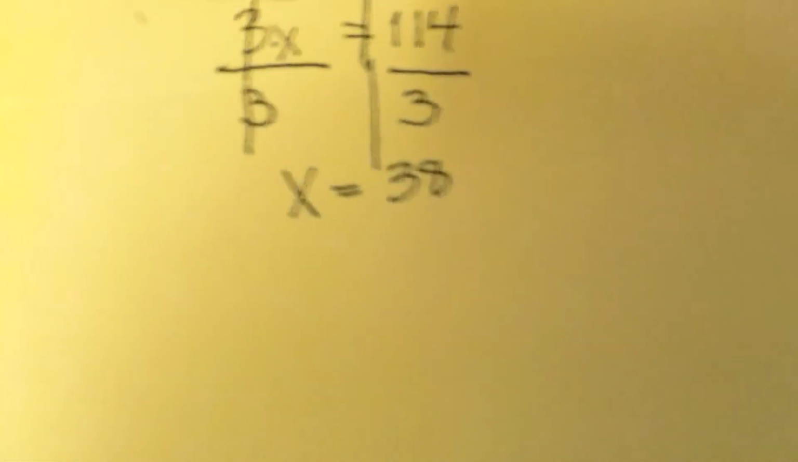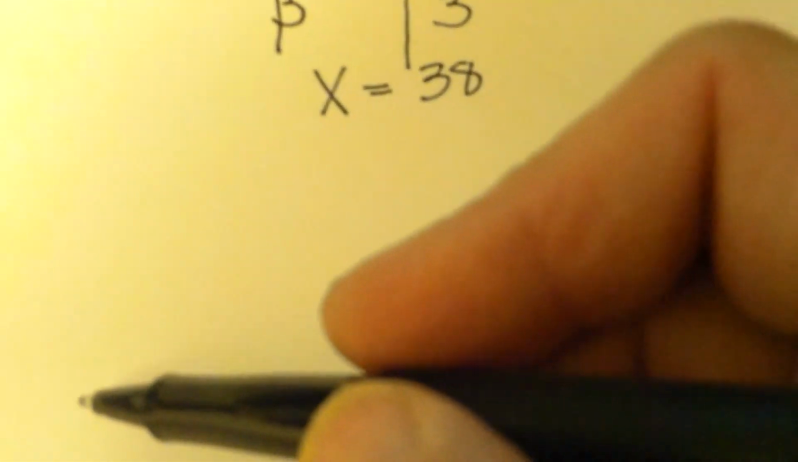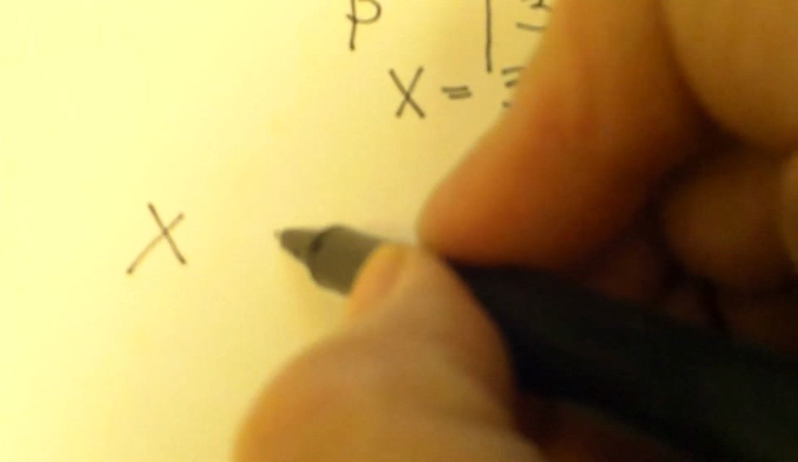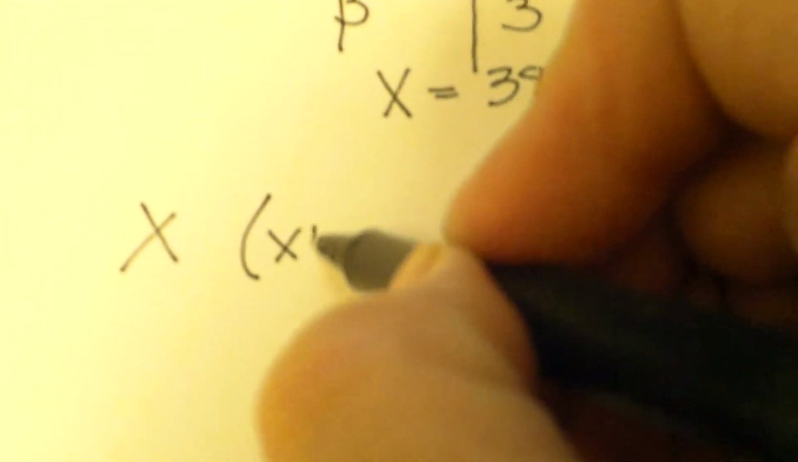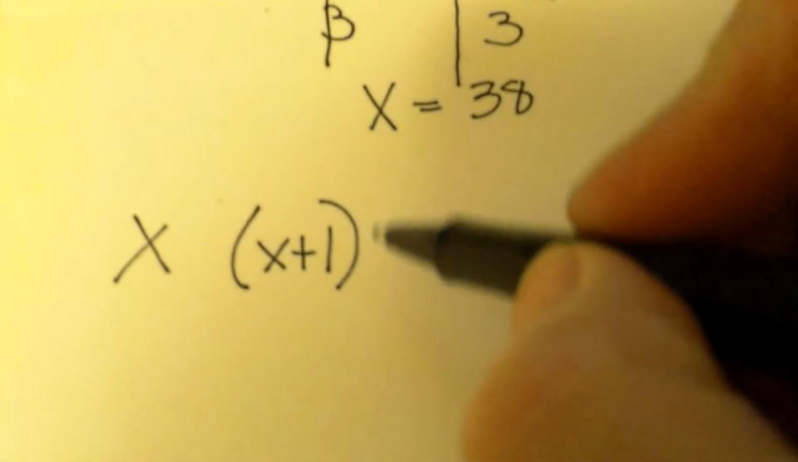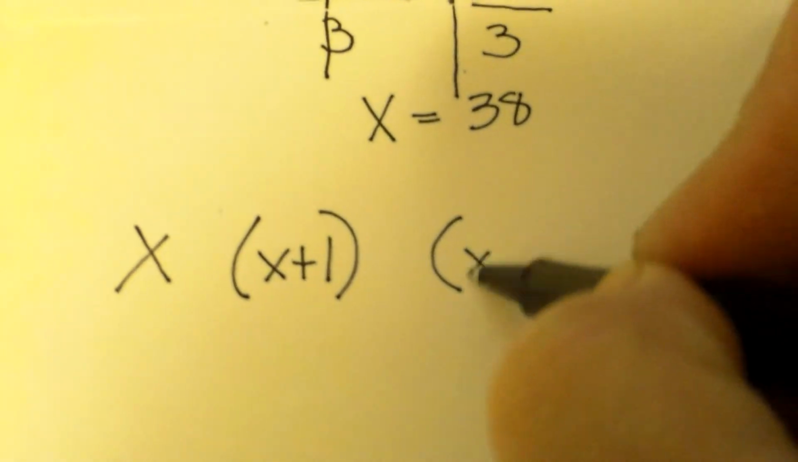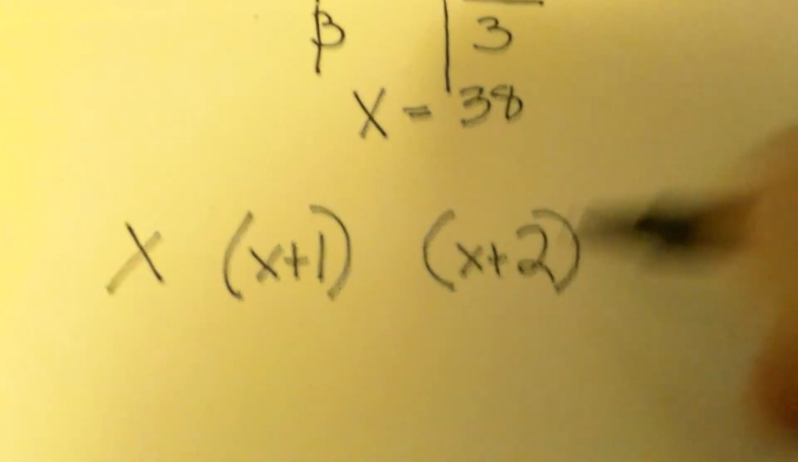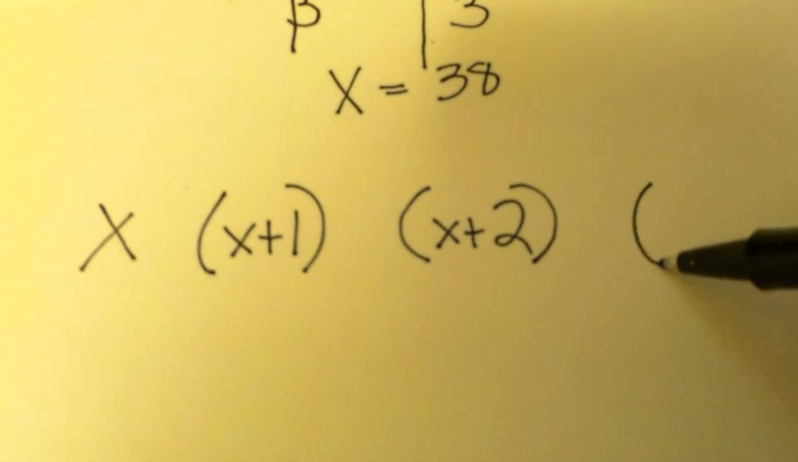Now, the next one says the sum of 4 consecutive integers is 238. So here's my first integer. The next consecutive integer is x plus 1. So I got 2 consecutive integers. Then I have another one, which is x plus 2, and one more, which is x plus 3.